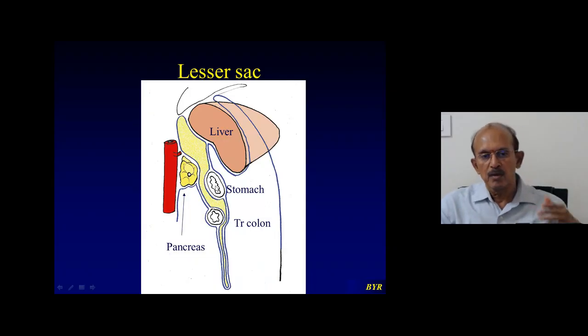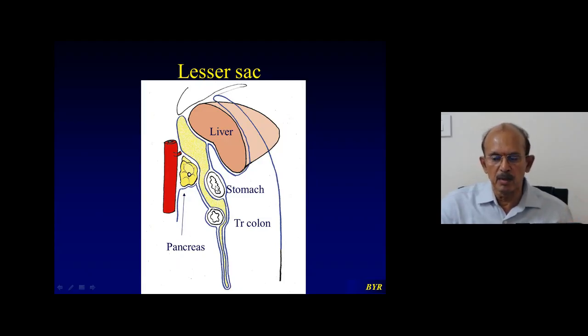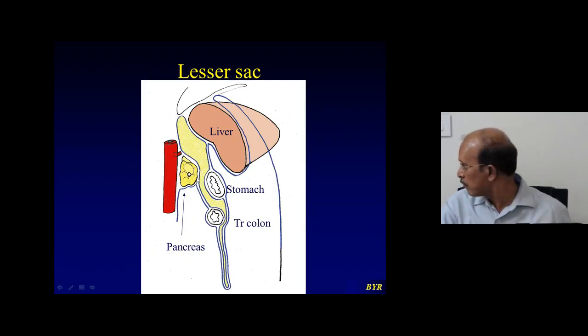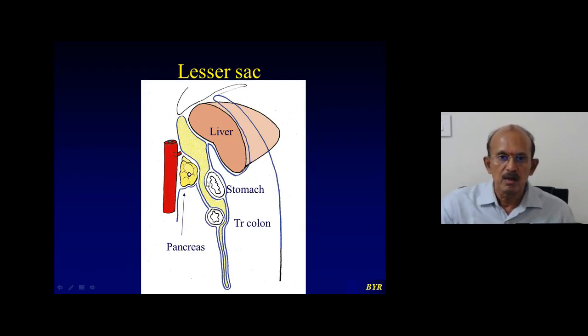So even when you lie down after taking a full meal with a very big distended stomach, the stomach wall will not go and rub against the vertebral column because of this lesser sac. That is why the earlier surgeons called this the bursa of the stomach.